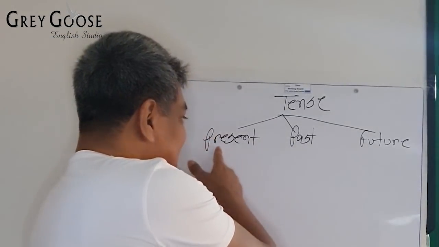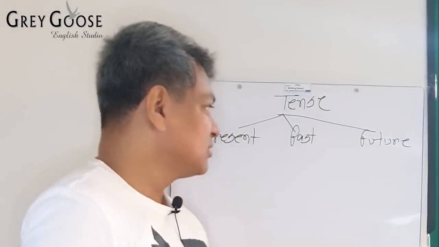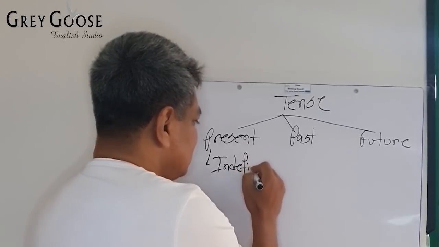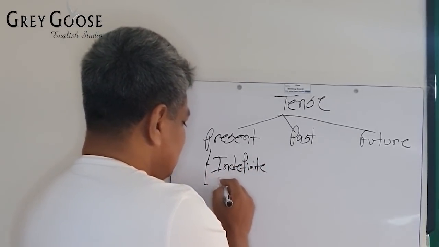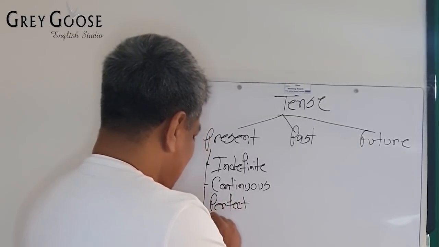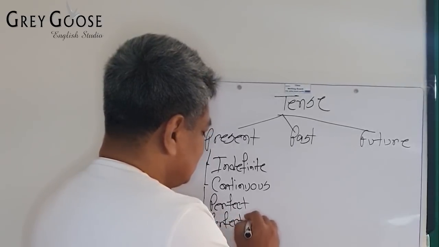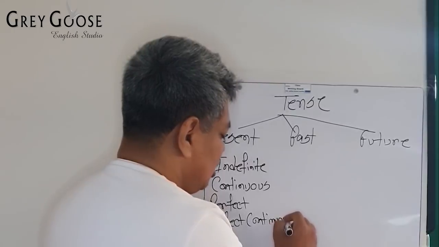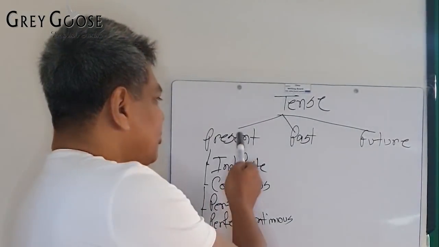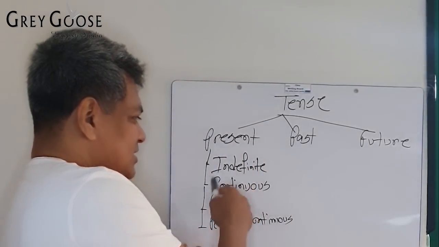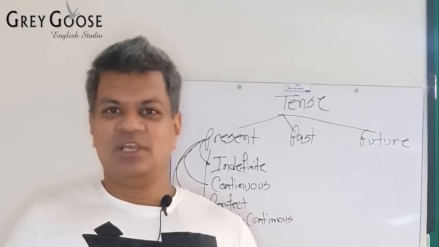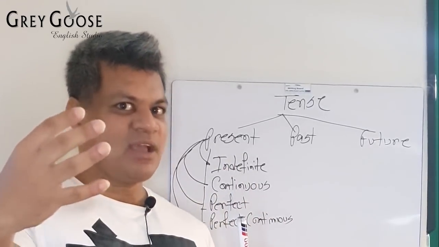Now see, each of them has got four sons. Present has got four sons and they are indefinite, continuous, perfect, perfect continuous. These four are the kids of present, and their names are present indefinite, present continuous, present perfect, present perfect continuous. So present has got four sons and they are them.